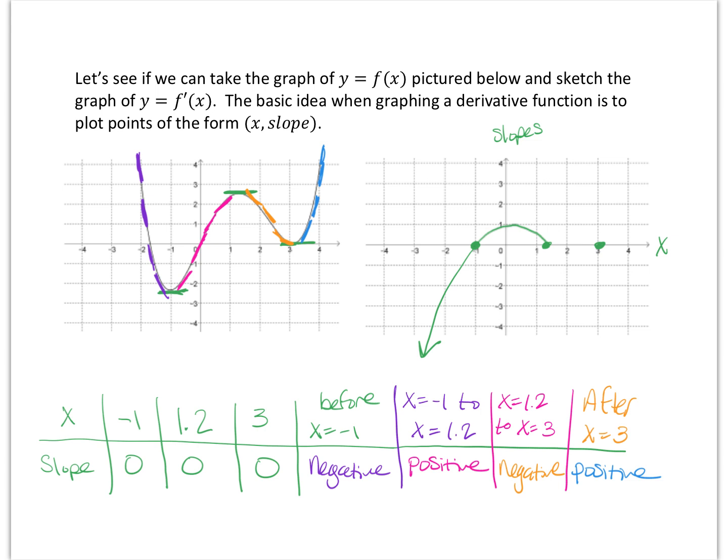Okay. And then between 1.2 and 3, my slopes are negative. So these orange lines, they start close to zero and they get more and more steep until they hit some maximum steepness, and then they are still negative, but they come back up towards zero. Okay, so these are negative like that. And then after x equals 3, these blue lines all have positive slopes and they just get steeper and steeper and steeper. So this goes up like that.